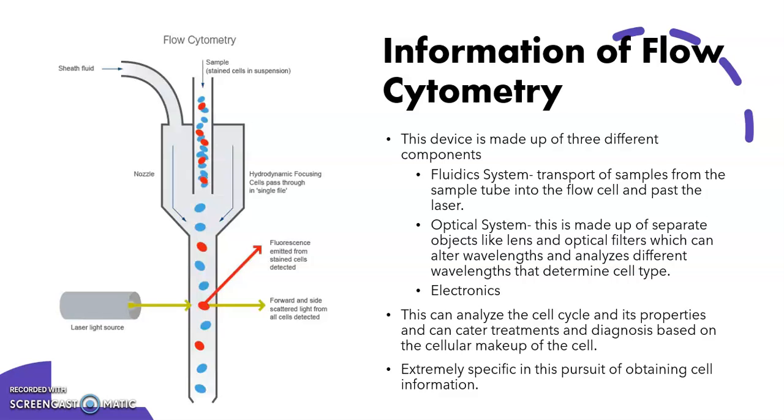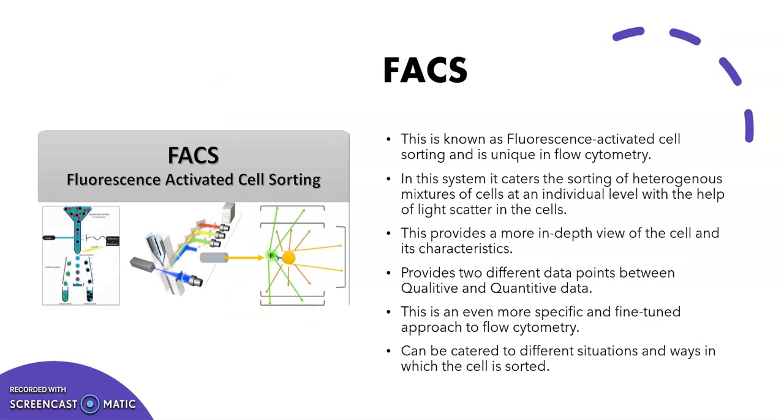You'll see we have different types of flow cytometry, and I'll touch on that right now. With FACS, this is fluorescence activated cell sorting. Like I said, this is known as fluorescence activated cell sorting and is unique in flow cytometry. In this system, it caters the sorting of heterogeneous mixtures of cells at an individual level with the help of light scatter in the cells. This provides a more in-depth view of the cell and its characteristics.